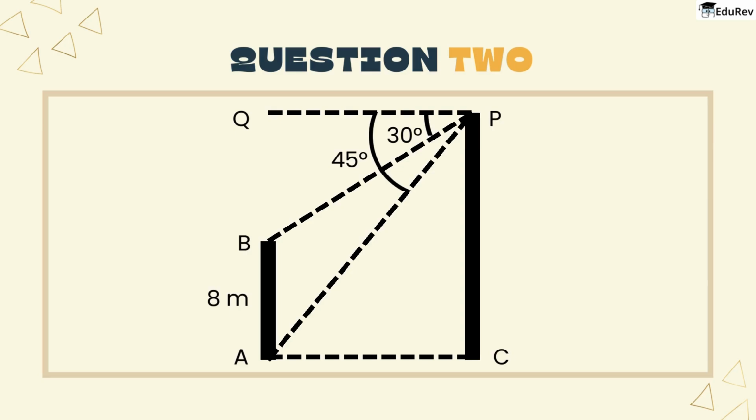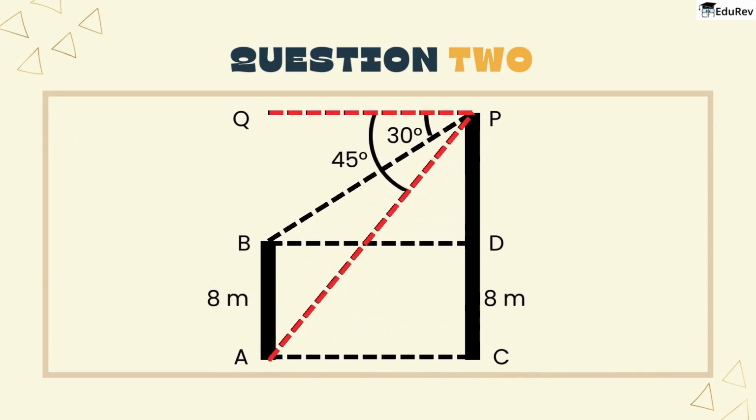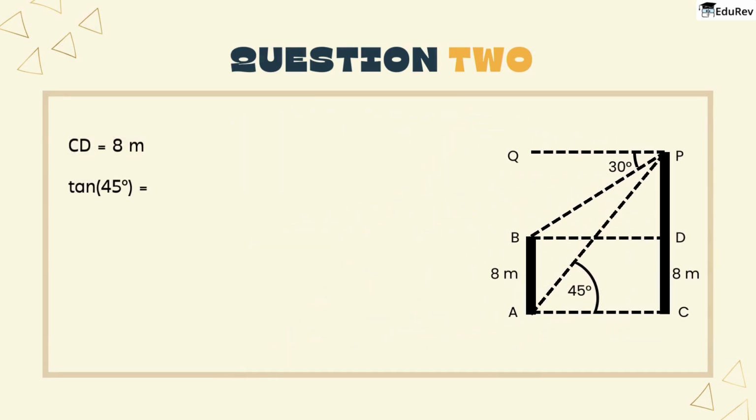To solve the question, first step is, see that if the smaller building is projected on the taller one, this much height will be 8 meters. So, CD is 8 meters. To find the rest of the height, PD, we will use the angles. If angle QPA is 45 degrees, this means angle PAC is also 45 degrees. Tan of 45 degrees is PC upon AC and tan 45 is 1. This means PC is equal to AC.